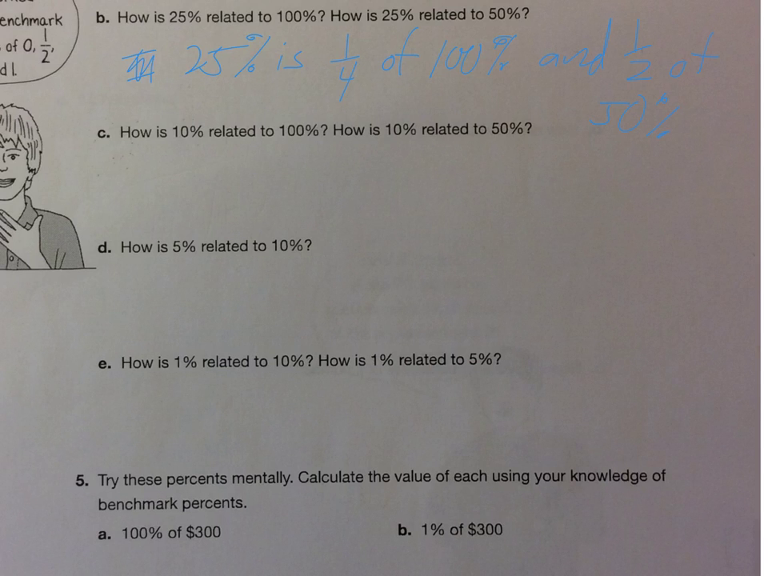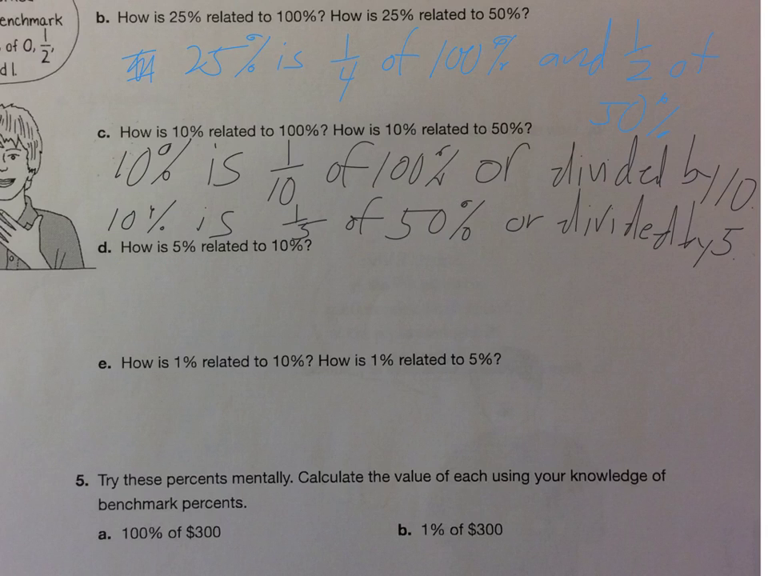The next two look at how 10% is related to 100%, and how 10% is related to 50%, and then how 5% is related to 10%. So let's look at these. In looking at the next problem, I realized something. How is 10% related to 100%? Well, 10% is 1/10 of 100, but I also know that if I take 100 and divide it by 10, I get 10%. And 10% is 1/5 of 50, because 10 times 5 is 50. If I take the 50% and divide by 5, I get 10%.